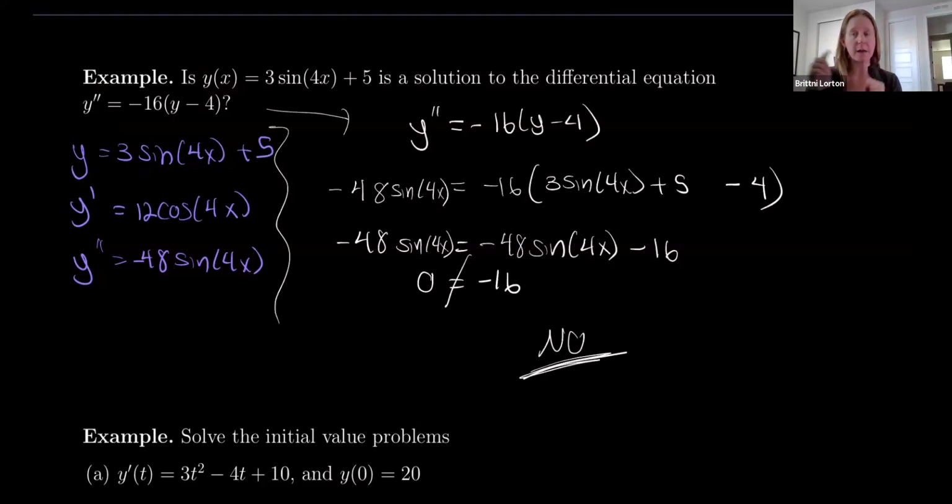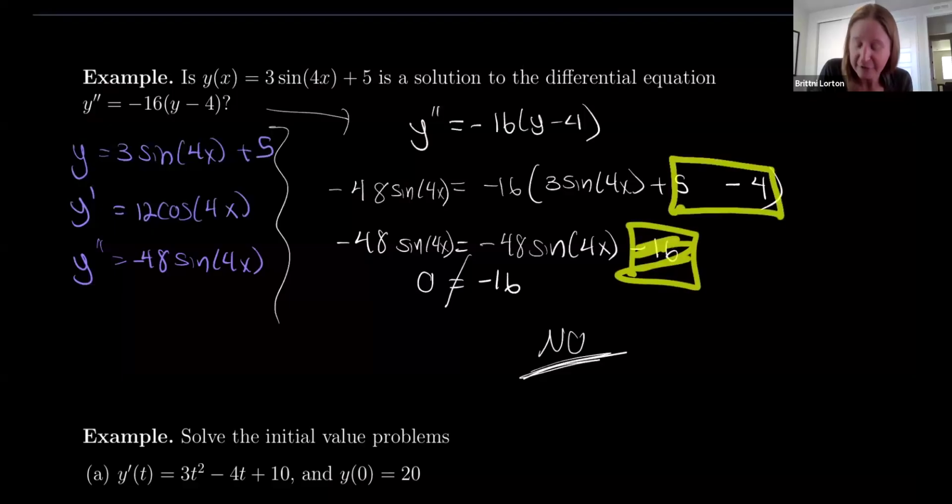So maybe pause what you're writing and just watch with me for a second. It was so close. If this negative 16 were not there, then this would have been a true equal sign. How did that negative 16 get there? Well, that came from 5 minus 4 is 1, and 1 distributed across to that negative 16.